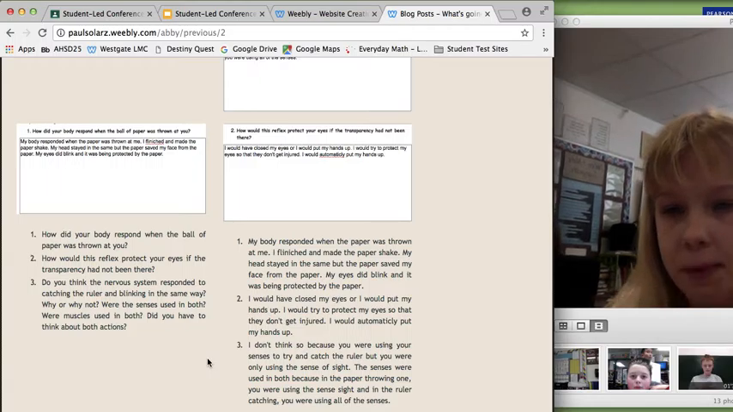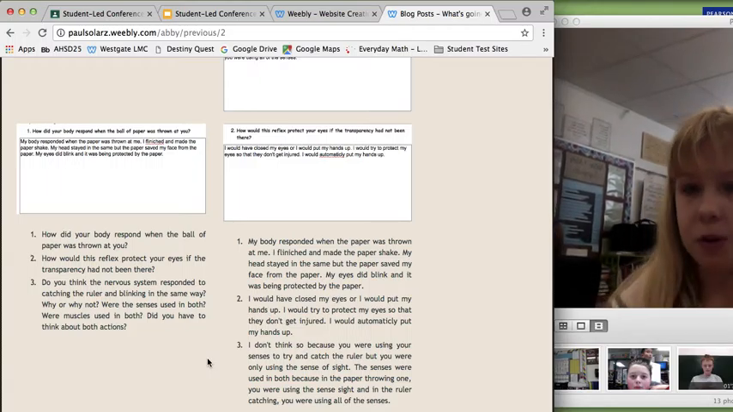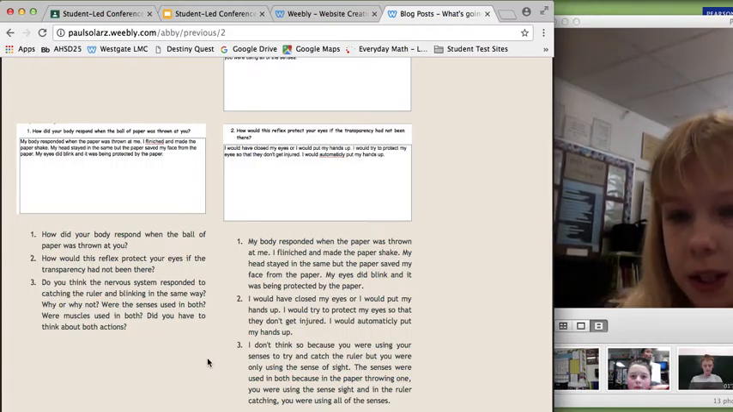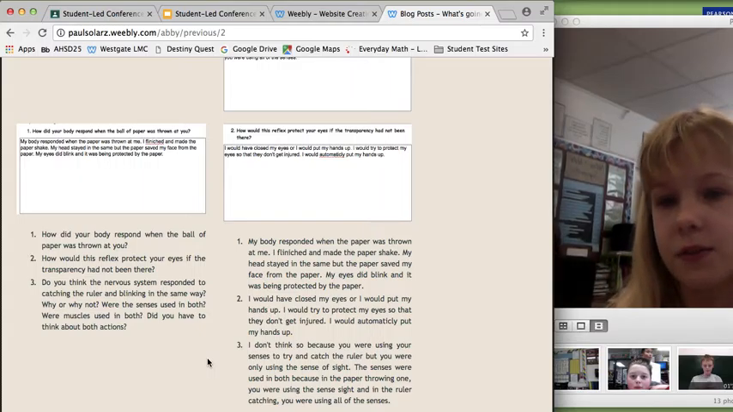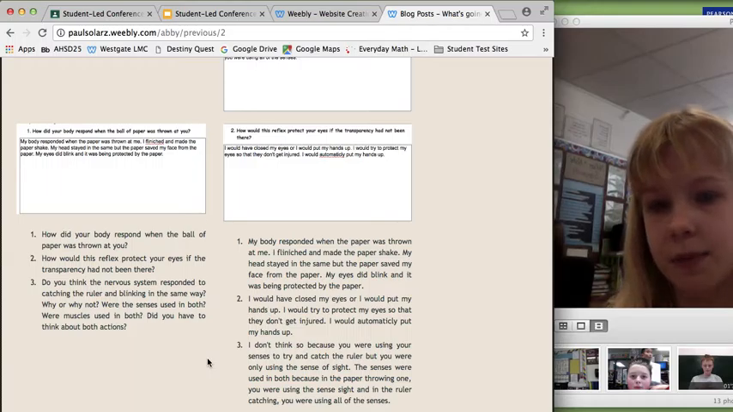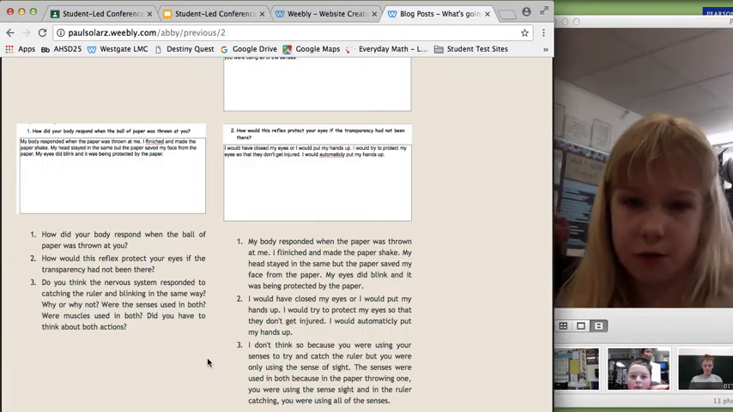How did your body respond when the ball or paper was thrown at you? How would this reflex protect your eyes if the transparency had not been there? That was the paper that Harvey was holding.